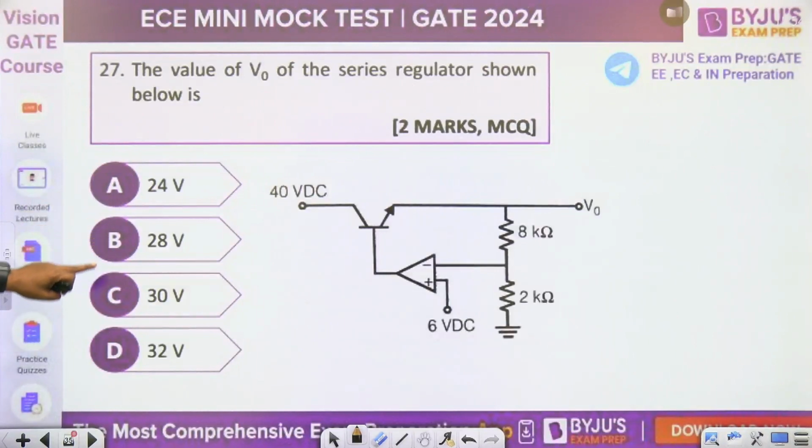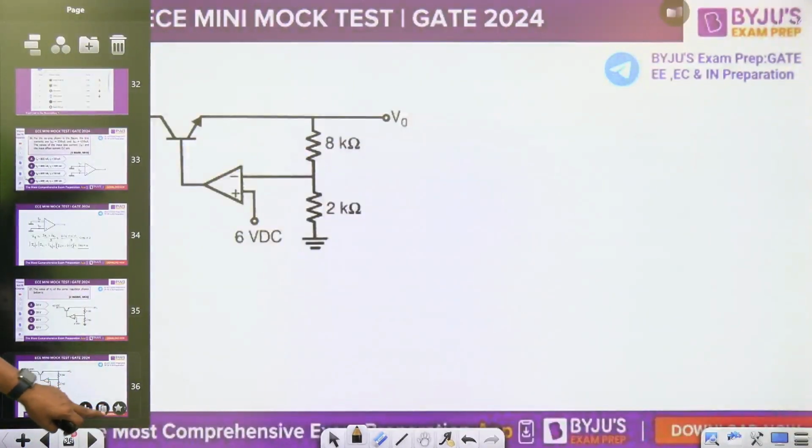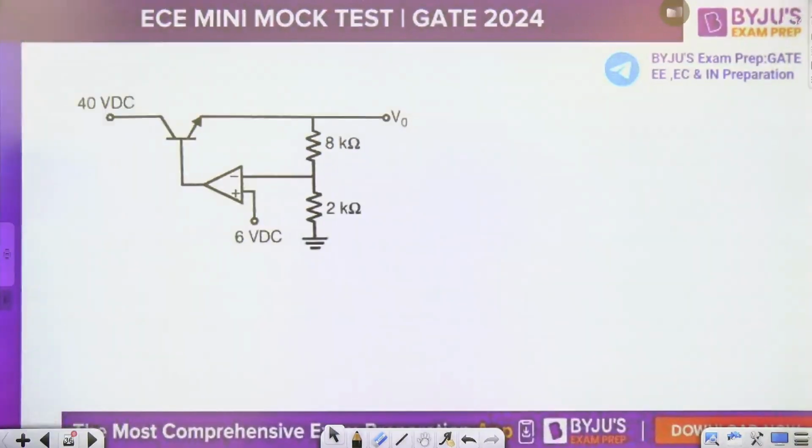(24 volt, 28 volt, 30 volt, 32 volt). Now watch this. Now give me the answer in the comments box. You can continue with rough copy and your calculator.